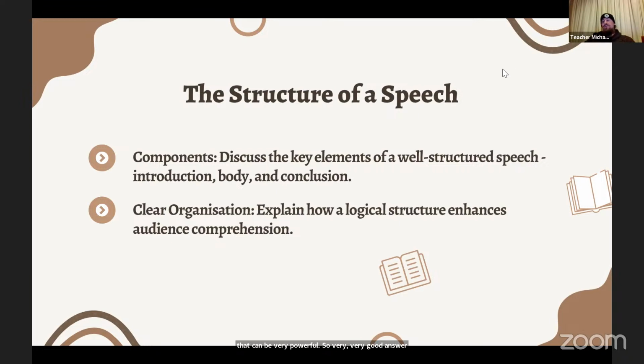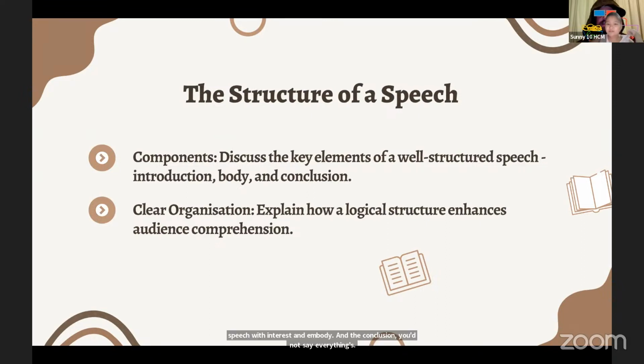Sunny, why is the conclusion for a speech so important? I think it's important because if you give a long speech with an introduction and body, but no conclusion, the audience will think, oh, that speech has ended, but it does not have a conclusion, the reason and result why you chose that topic.